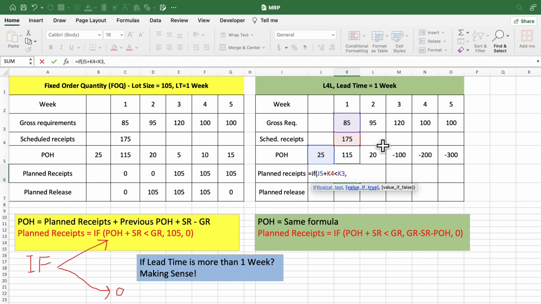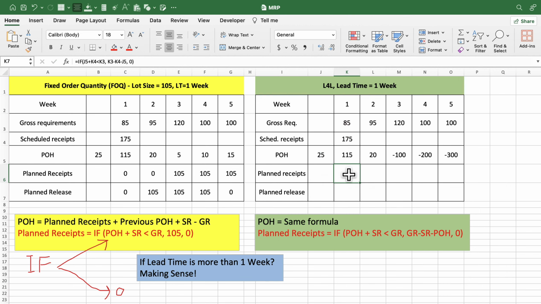So for that one, we will use this formula that the order size will be 85 minus scheduled receipts minus available inventory, and if it's not, then 0. So again, this is how this IF function works, which means if this one is less than, then you place this order. If it is not, then 0, nothing. And I will copy this to other cells.